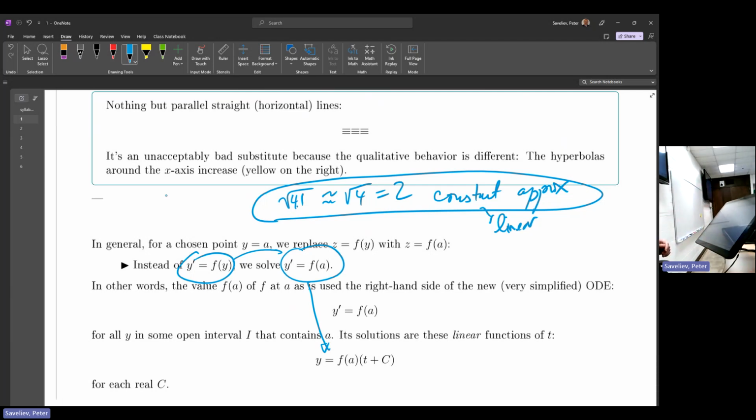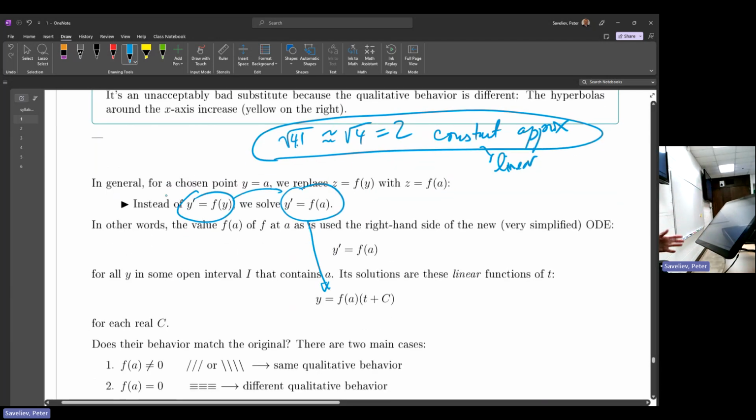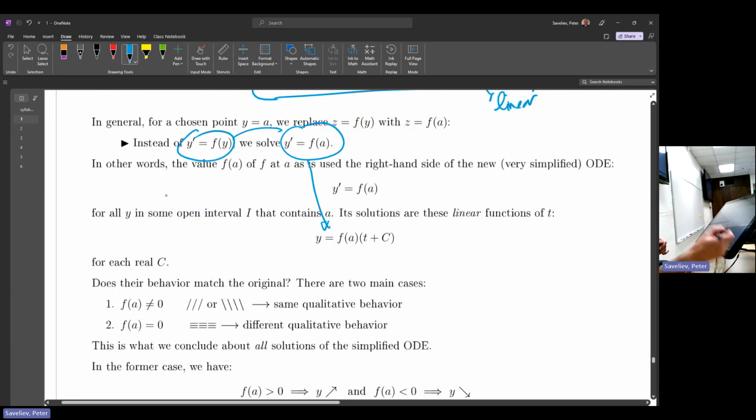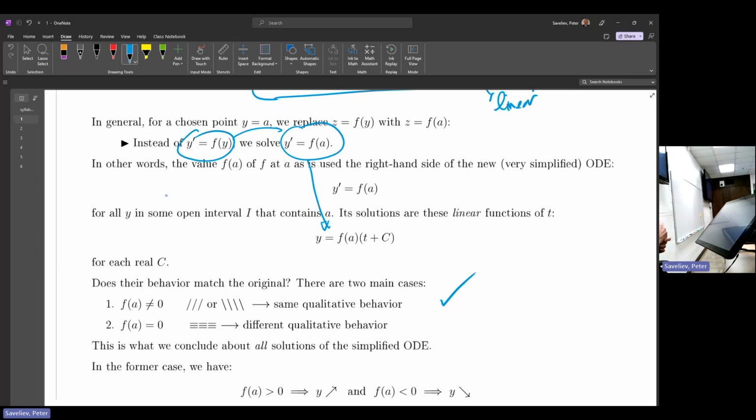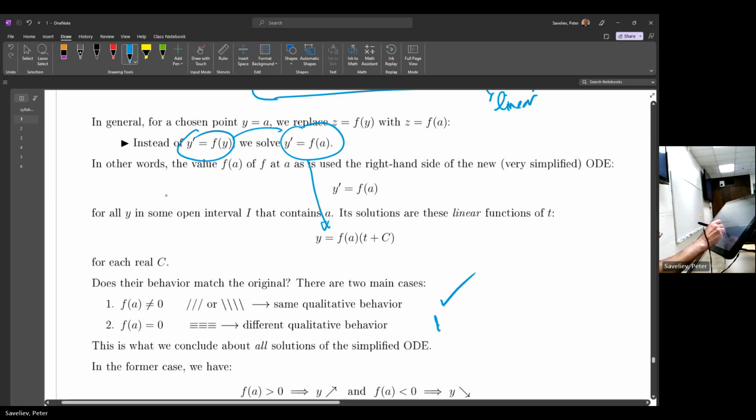Okay, but then as we can see, we have failed, and we failed specifically in a particular case. Nothing is wrong whenever f is not equal to 0; we are getting the correct qualitative behavior. But when it is equal to 0, we do not. Because if the function at that point is equal to 0, then we have a bunch of constant stationary solutions. So this is a no.